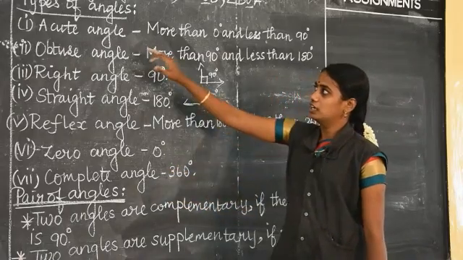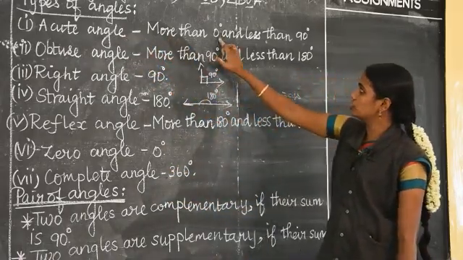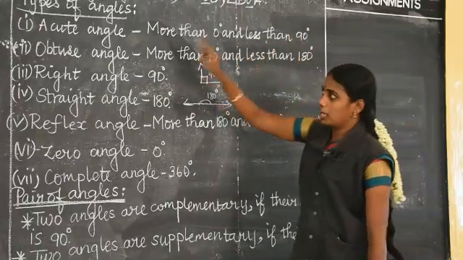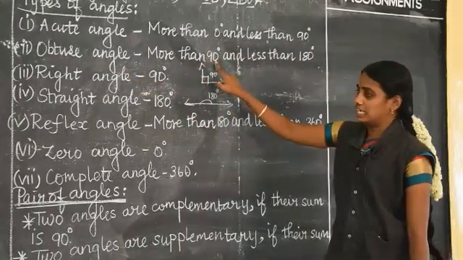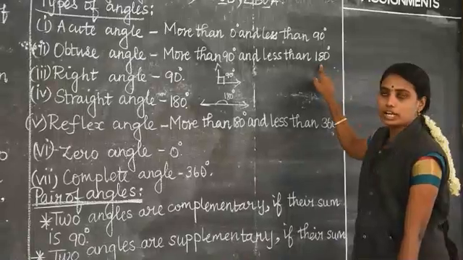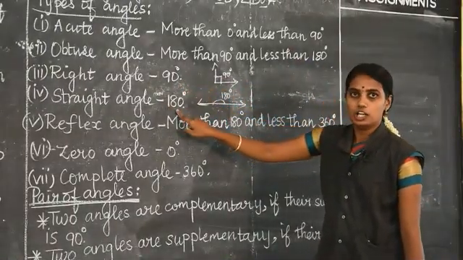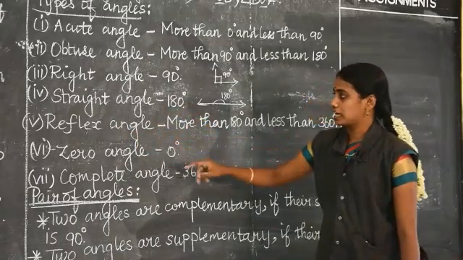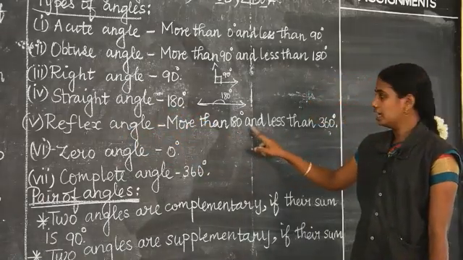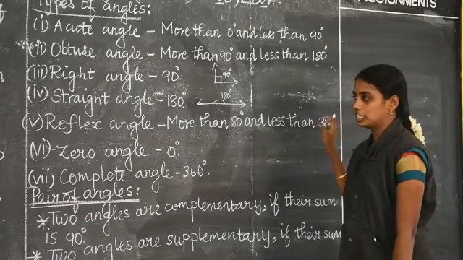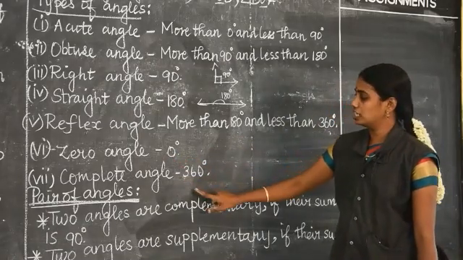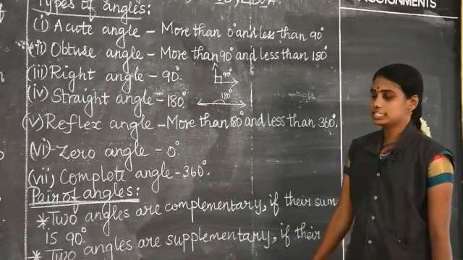Once again, acute angle: more than 0 degree and less than 90 degree. Obtuse angle: more than 90 degree and less than 180 degree. Right angle: 90 degree. Straight angle: 180 degree. Reflex angle: more than 180 degree and less than 360 degree. Zero angle: 0 degree. Complete angle: 360 degree.